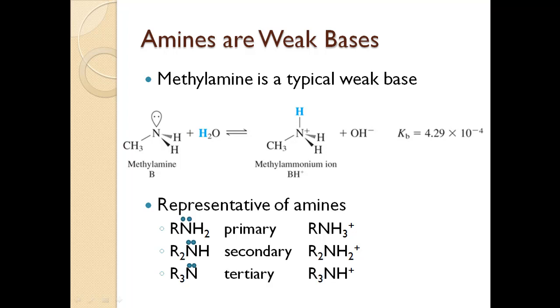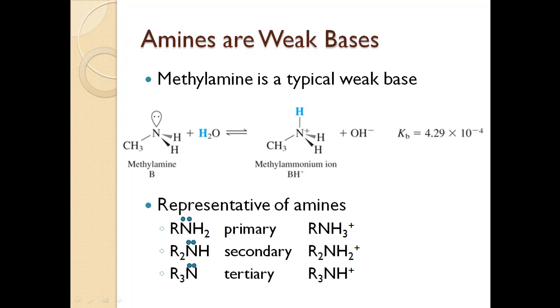Typical weak bases are amines. An example of that is methylamine. It's a very typical weak base. It's going to grab a proton from water and become the methylammonium ion. And of course, I'm giving you the base hydrolysis constant for that. With amines, you can have primary, secondary, or tertiary amines. RNH2 is a primary amine because it only has one remaining group attached to it, and that makes a primary ammonium ion. A secondary amine has two remaining groups attached to the nitrogen, and that makes a secondary ammonium ion, and the same thing for the tertiary.